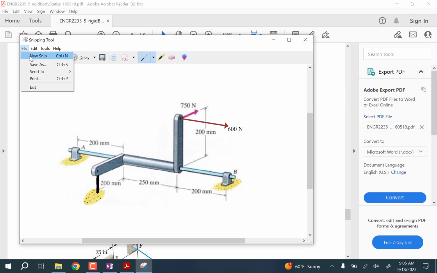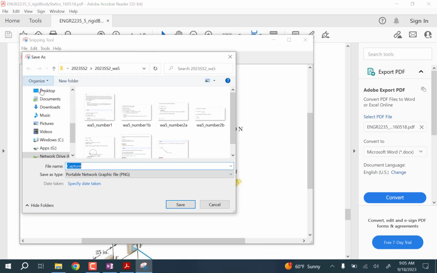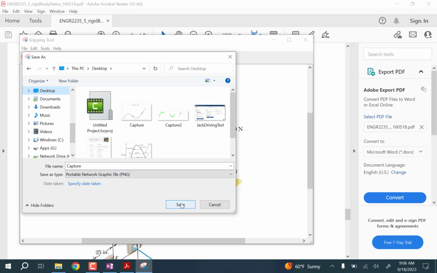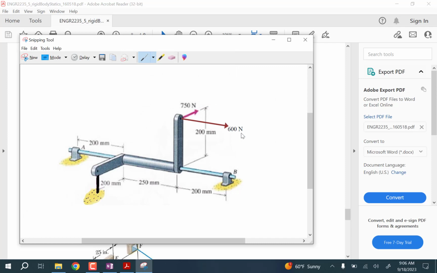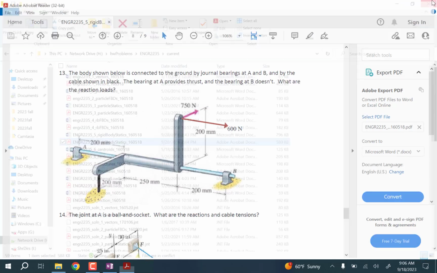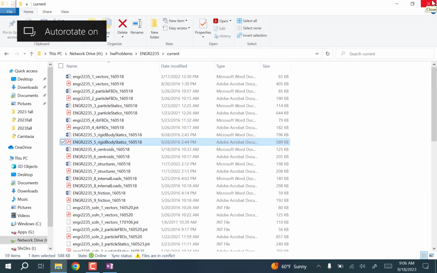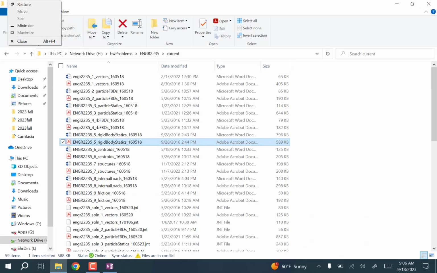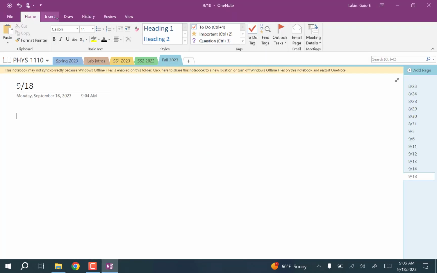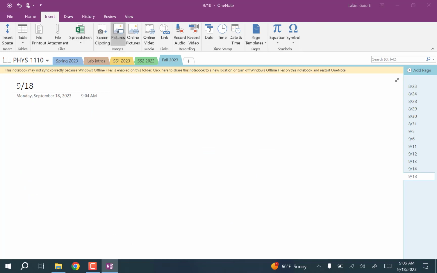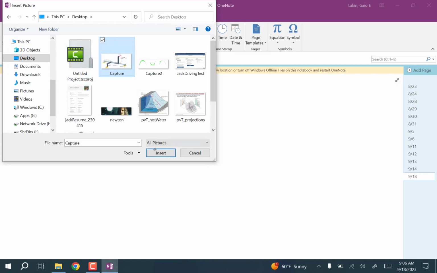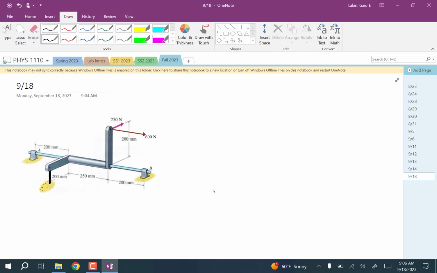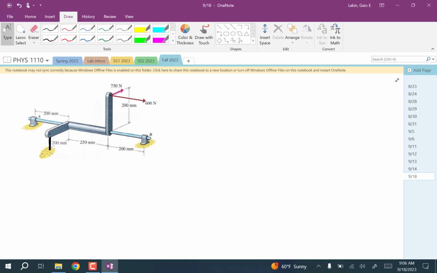And the one at A has thrust. All right, so free body diagram.